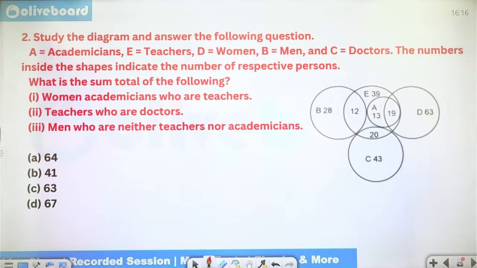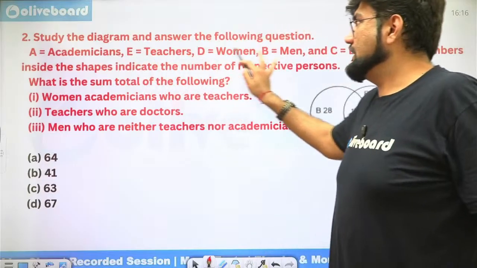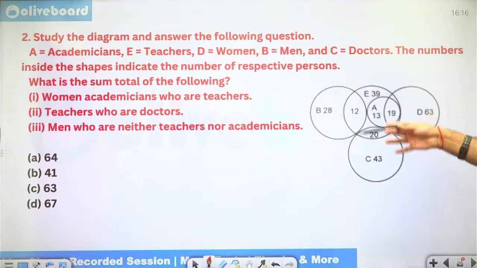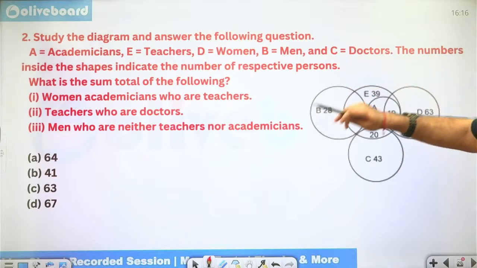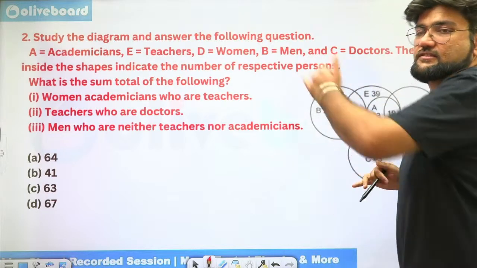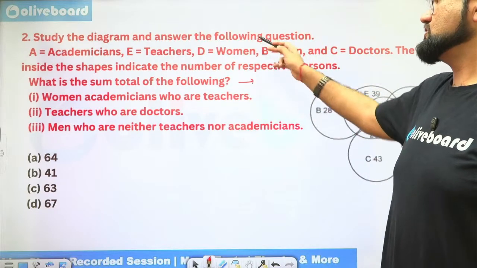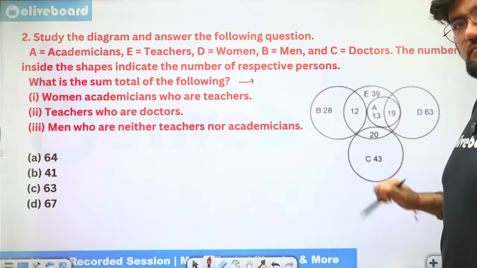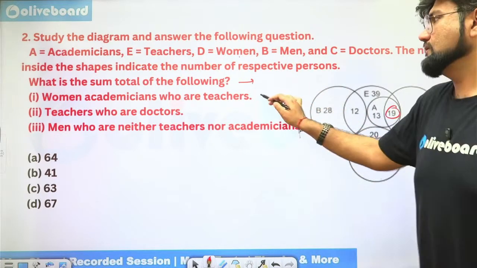Right. Now, never waste your time reading this. They will never label the questions. Okay, they label the figure. So don't waste your time looking at it. Just straight away start reading the question and wherever it is required, just tally. So the question says, what is the sum total of the following? Women academicians who are teachers. Women academicians, teachers. So D, A and E. It should be a part of these 3 circles. D, A and E. So we have 19 people here.